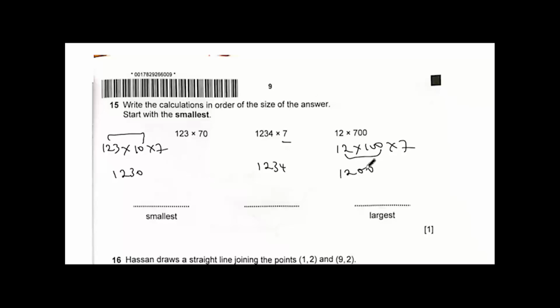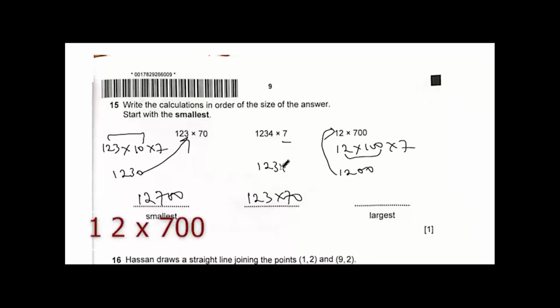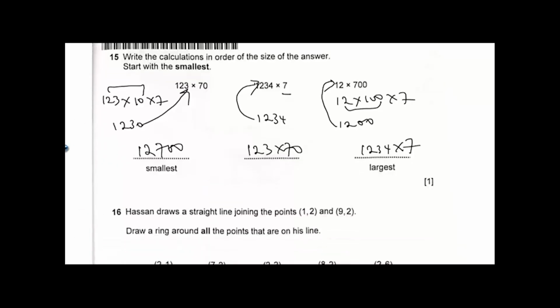Which one is the smallest? It is 1200, which is for this. So that means this will be the smallest. We have 12 times 700. Then 1230 will be the next one, which is for this. That will be 123 times 70. And obviously the last one will be this, which is the largest one. That is 1234 times 7, the largest one there. So let's scroll down for the next question.